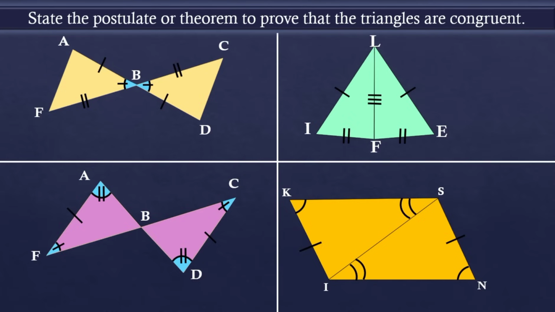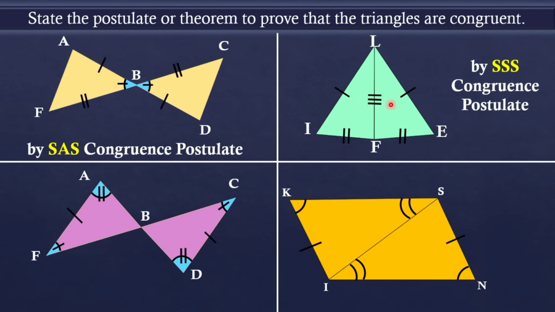Okay, so for our first figure, as you can see, our angle is included. So, this is SAS congruence postulate. Next, as you can see, we have here 3 sides of a triangle congruent to another 3 sides of another triangle. So therefore, this is SSS congruence postulate.